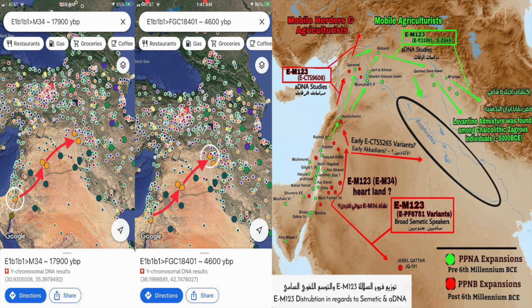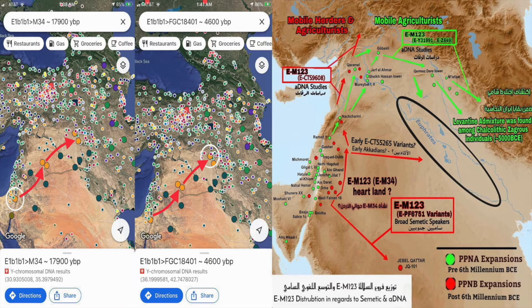Semites were expanding from the Levant, which had a heavy presence of haplogroup E. It's likely that these E markers in the Levant were the ancestors of Semites, and these E markers expanding from the Levant are Proto-Semitic populations. Abraham could have been a downstream of E-M84.